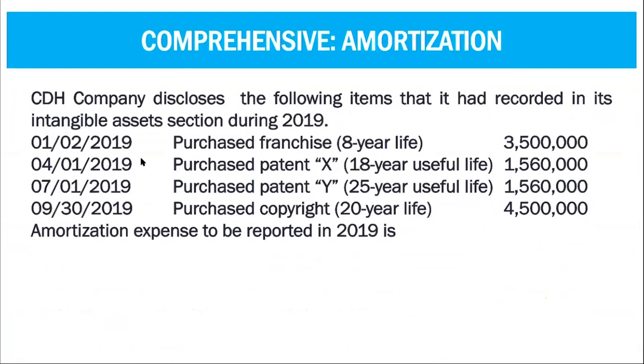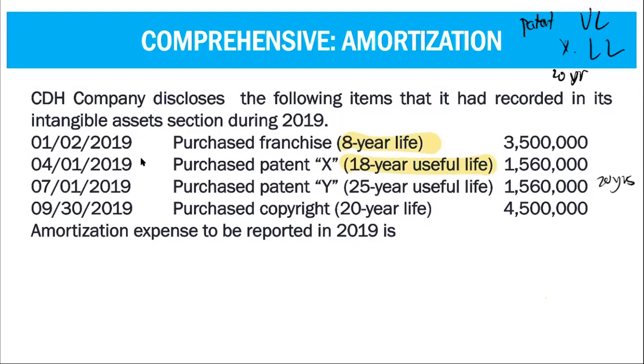CDH company discloses the following items that it recorded in its intangible assets. We have a franchise with 8-year life, patent with 18-year useful life. So guys, if it is a patent, you compare the useful life to the legal life. The legal life is 20 years. 18 versus 20, lower is 18. This another patent, 25 years? 25 versus 20, lower is 20 years.